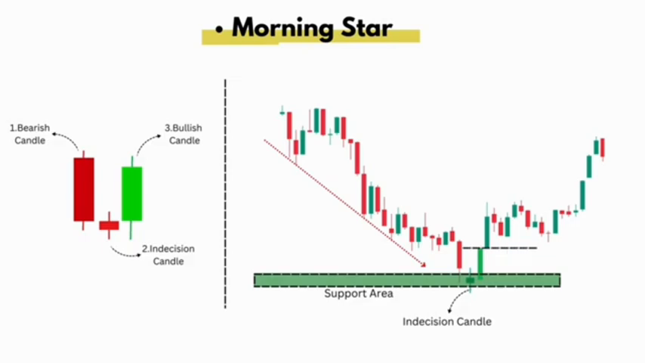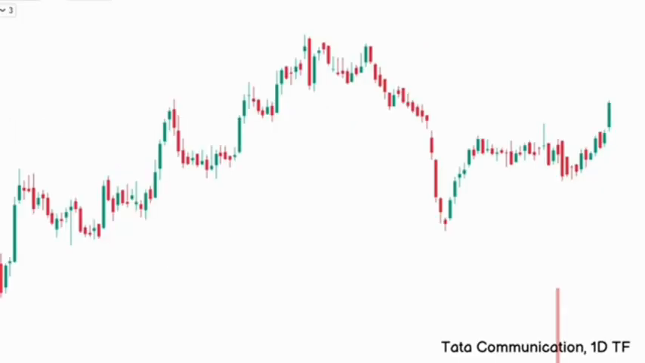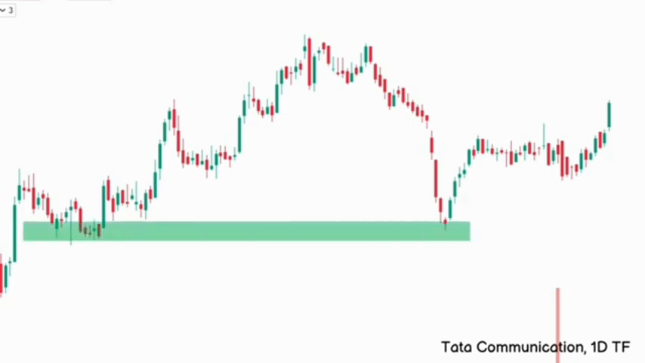Example. Let's look at a real chart of Tata Communications. Here, the price reaches an important support area where a morning star pattern forms. This gives us 2 strong confirmations. Price is reacting from a key support zone. A morning star bullish reversal pattern has formed. For the trade, mark the high of the final bullish candle. Once the next candle breaks above that level, enter a long position. Keep your stop loss below the support area and target the first resistance level.